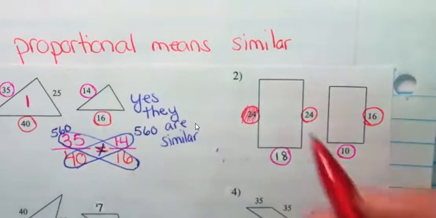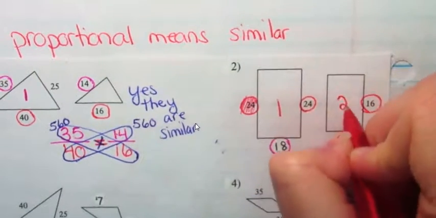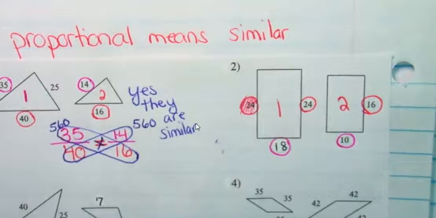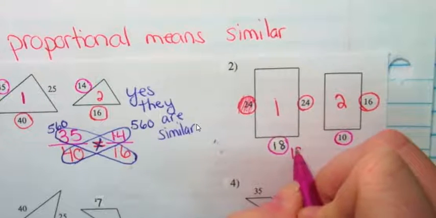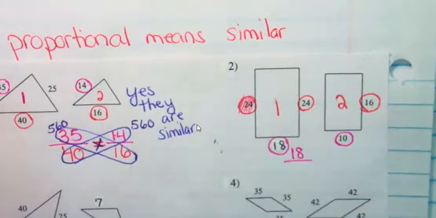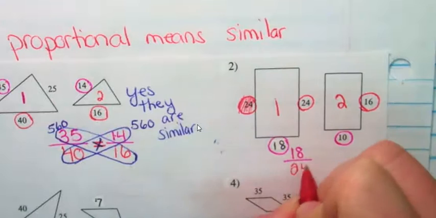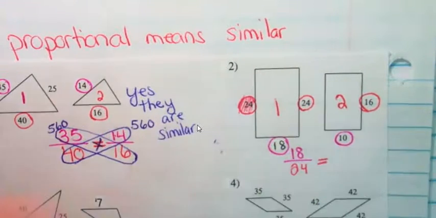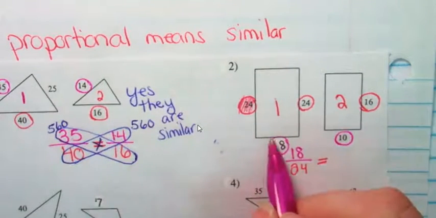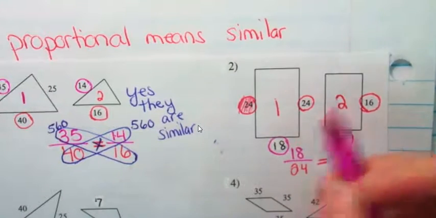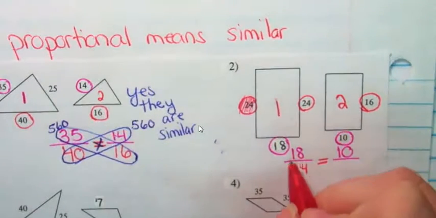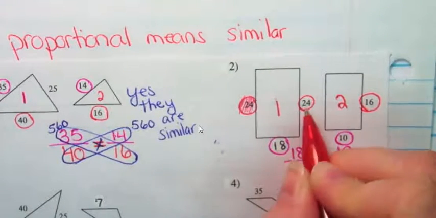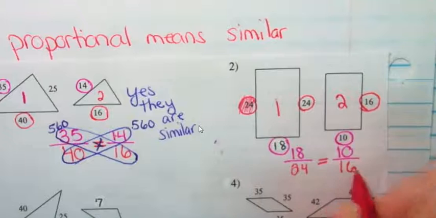So now again, I'm going to go to my figure 1, and then I have my figure 2. I forgot to do that. I have figure 1. And I'm going to go ahead and use figure 1 to create my proportions. I'm going to have 18 over 24. I'm going to put the equals. Now because the 18 was on the bottom, I have to do the number that's on the bottom, which is the 10. Plus I did them in the same color. And here I'm going to do 24 corresponds to 16.